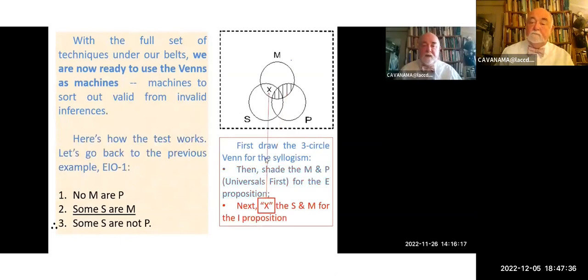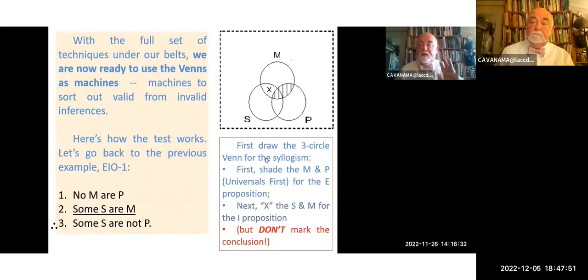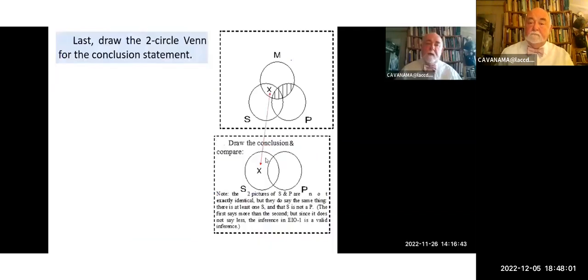Okay, next thing we do, diagram the minor premise. And of course, this is a particular one, so we're going to use an X instead of a shade and put the X where it belongs, as we just did a minute ago. But again, stop there. Don't mark the conclusion. You've got nothing more to mark at this point. Now you have a complete Venn diagram for that syllogism EIO1. Okay. Last thing you want to do is draw a separate Venn diagram. This time there's two circles, and ask yourself, okay, what does that conclusion statement have to say?